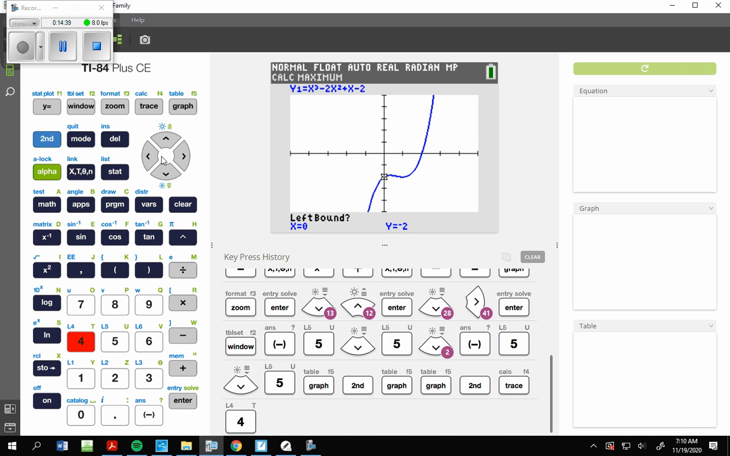All right, it's somewhere right here. So for left bound, you need to get somewhere to the left of it. It doesn't matter how far. And then the right bound, somewhere to the right of it. Again, it doesn't matter how far. Hit enter. And then you don't even have to put your cursor over it. All you have to do is hit enter at that point, and your calculator's smart enough to find the local max. So there we go. It's 0.3 repeating, so we can just say 1/3, or we can just say 0.33, and the y value is negative 1.85.